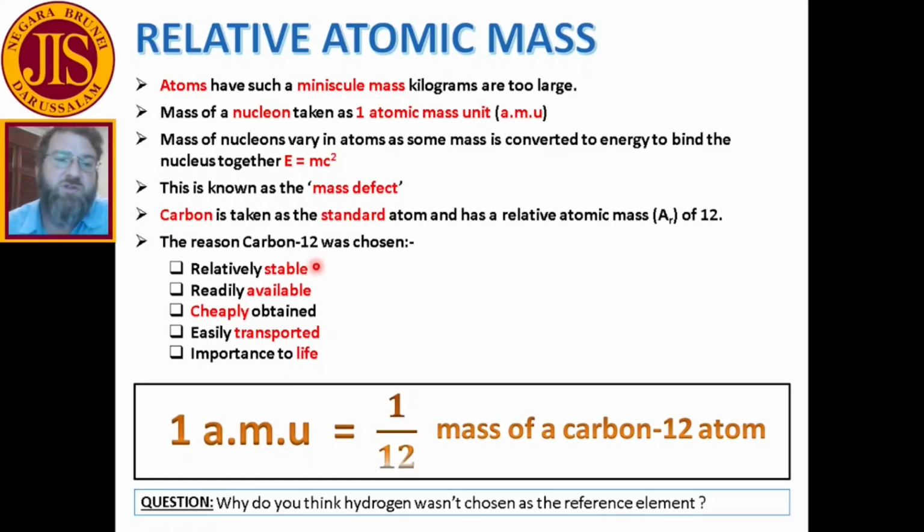The reason it was chosen is because it's relatively stable. It's relatively available, especially as graphite. It's very cheap as graphite, and easily transported. It's not flammable or poisonous or a gas that needs to be pressurized, and it's also important to life. Obviously, the early scientists attributed some special kind of quality to carbon because it's the basis of life.